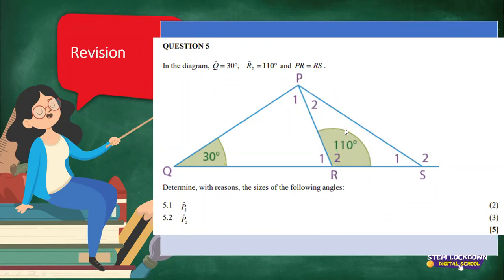So the three angles P2, R2, and S1 must give us 180, and P2 and S1 are equal. So we say 180 minus 110 gives us 70. Because the two are equal, we divide 70 by 2 to get 35. That means here will be 35, and here will be 35. I hope you understand that.